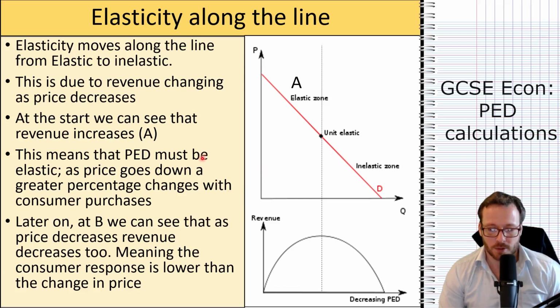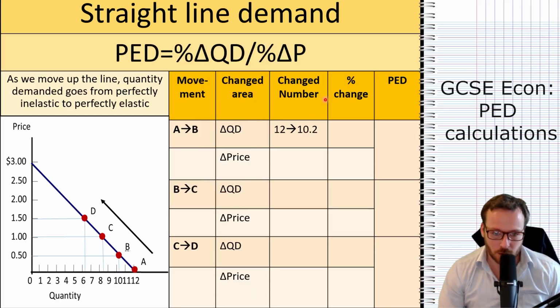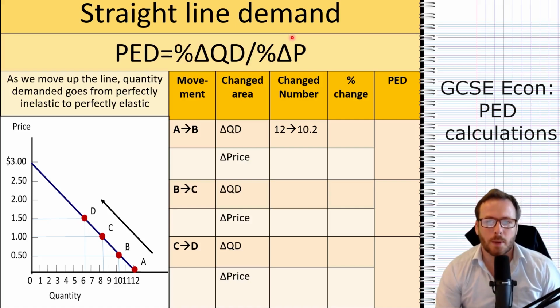Okay, let's move forward. Now to demonstrate this, I'm going to show a line moving this way, okay? We're going to use the equation which is PED equals percent change in quantity demanded over percent change in price. We need to ingrain this in your brain. And basically, if we move from A to B, we can see on this graph based on the numbers, we're going to go from 12 to 10.2. So we've reduced our quantity by this amount in exchange for this increase in price, okay?